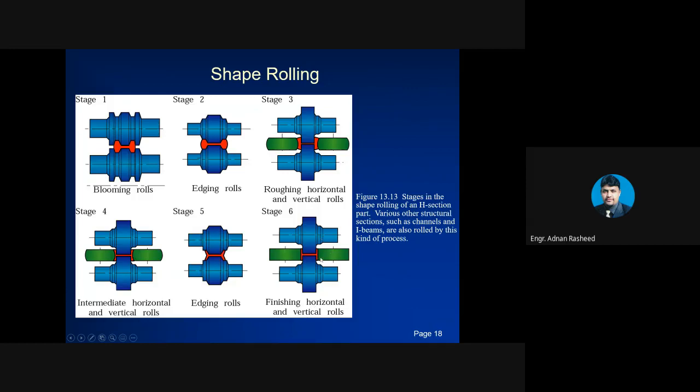You have these rollers, so now the work has to be passed through these rollers, and you will get the final shape. So all these are the stages of shape rolling. It is not necessary to have 6 stages. You can have different stages that depend on your part geometry or your process.